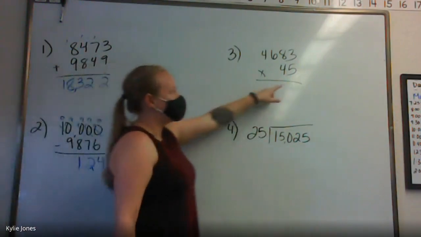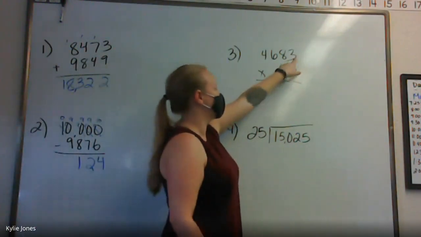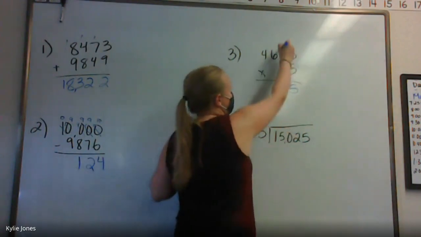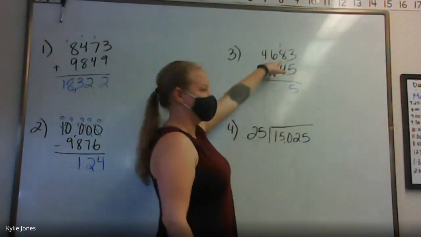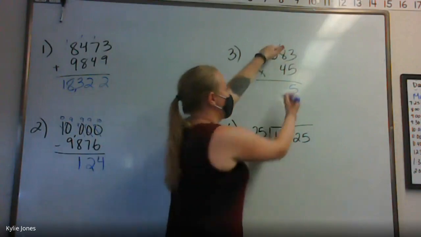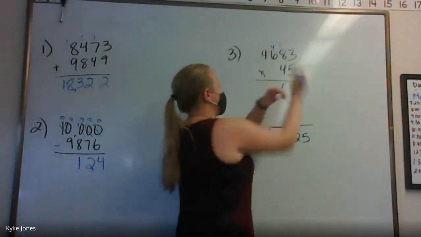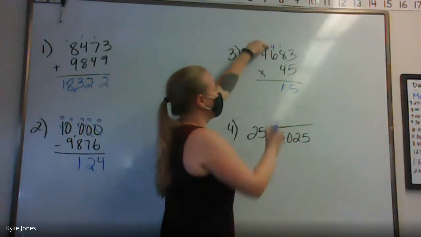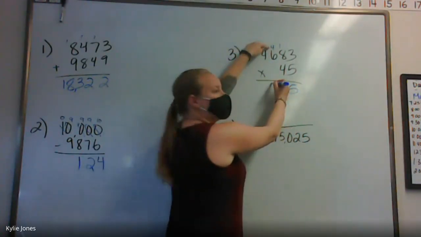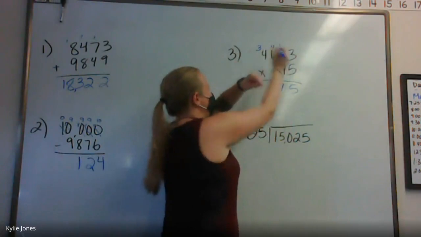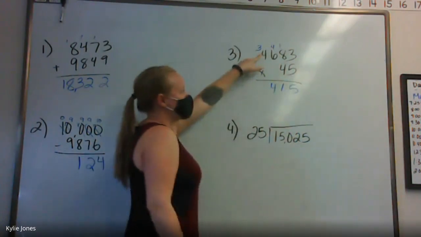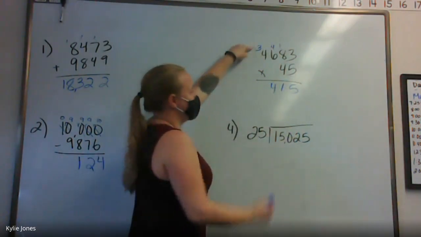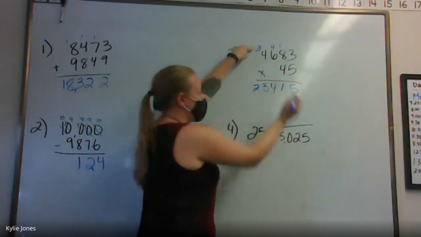So let's look at number 3. We're multiplying. What is 5 times 3? 15. Carry your 1. What is 5 times 8? 40 plus 1? 41. What is 5 times 6? 30 plus 4? 34. Carry your 3. And what is 5 times 4? 20 plus 3? 23. Am I done?